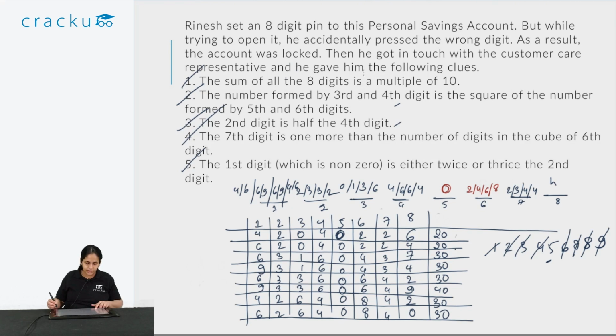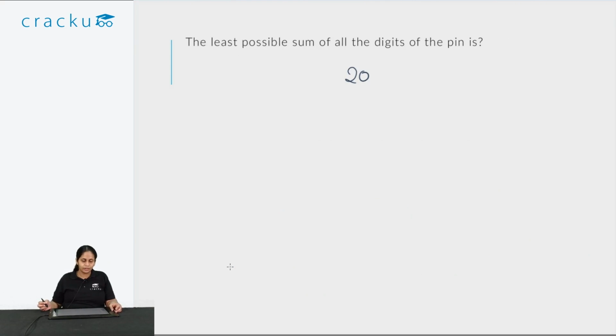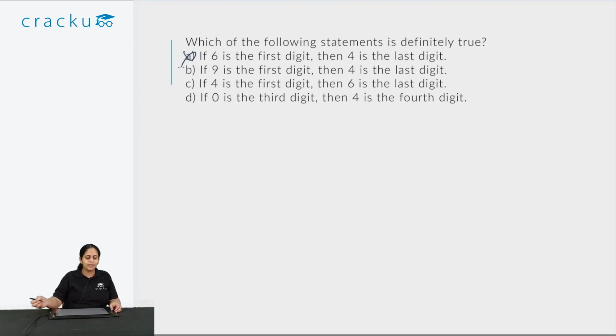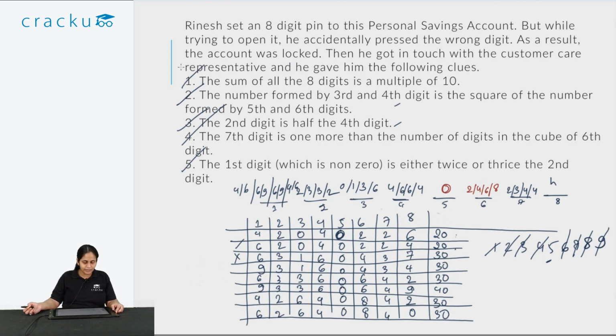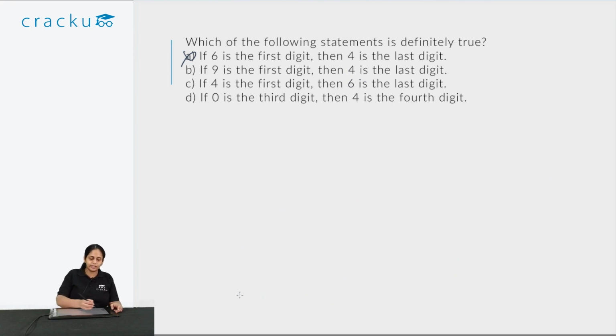If 6 is the first digit, then 4 is the last digit. It is true in this case but not in this case, so we can't say this is definitely true. So I'll remove option A. If 9 is the first digit, then 4 is the last digit. It is true in this case, but in this case it is 9 and 9, so it is not true here. So we can't say this is definitely true.